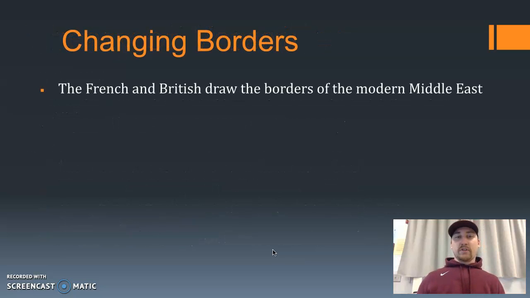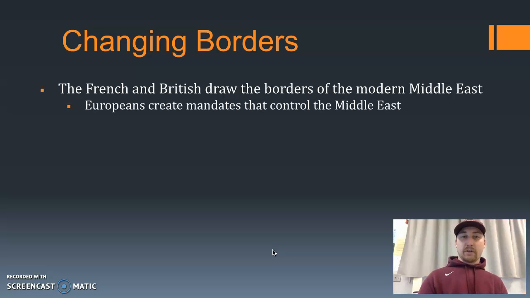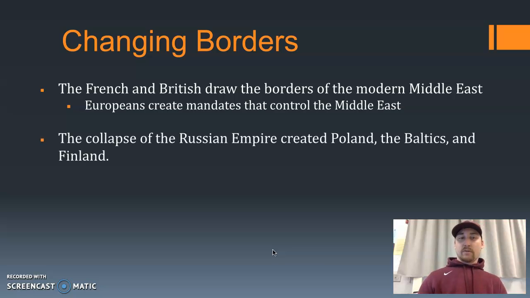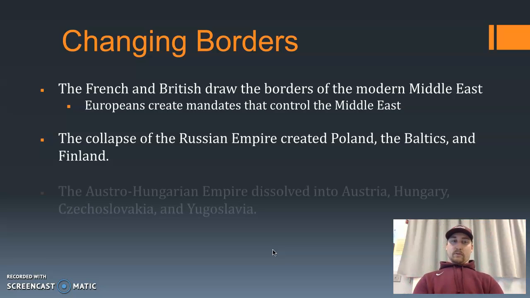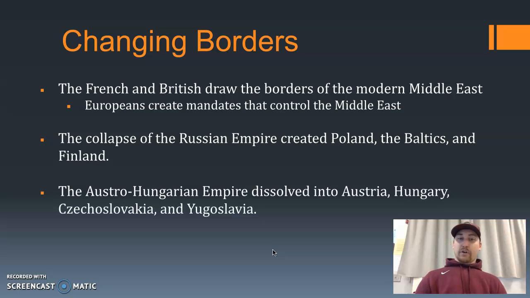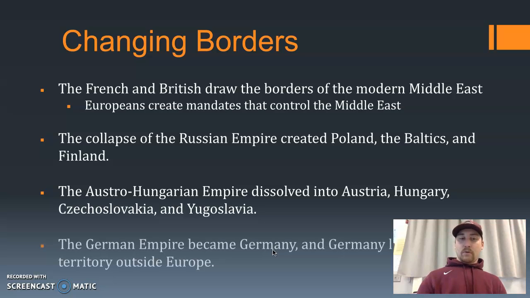Now, as we see with changing borders, the French and British drew the borders of the modern Middle East, and the Europeans created mandates to control the Middle East. And also, this led to the collapse of the Russian Empire, which created Poland, the Baltics, and Finland. And the Austro-Hungarian Empire, which was probably the largest of all, was dissolved into Austria, Hungary, Czechoslovakia, and Yugoslavia. And the German Empire became Germany, and Germany lost substantial territory outside of Europe, like we just mentioned.